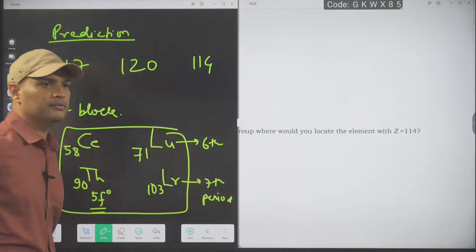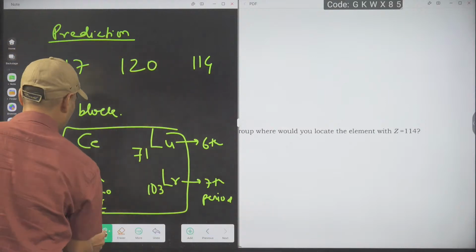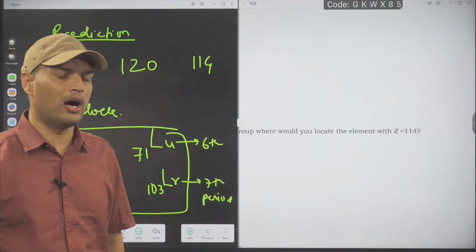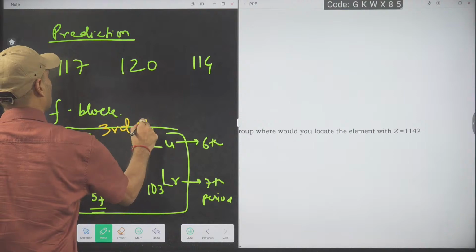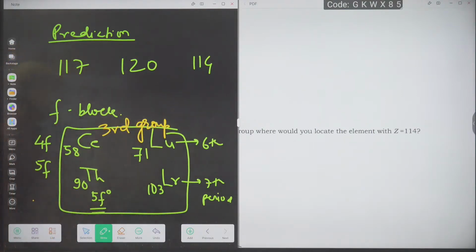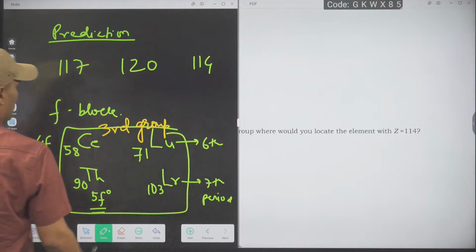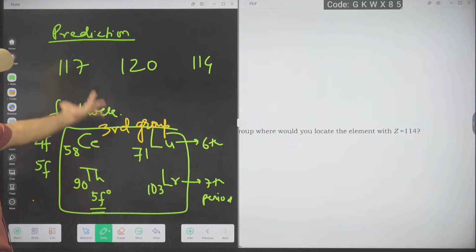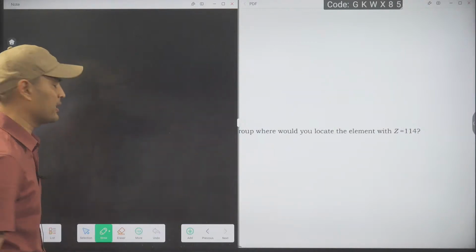Can you tell me in which group the full F block lies? Quickly say it. You will say, sir, 3rd group. Very good. So can you see any element in this region? No, sir, no element is there in the F block. Now how to do it? Don't worry, there is one more shortcut.